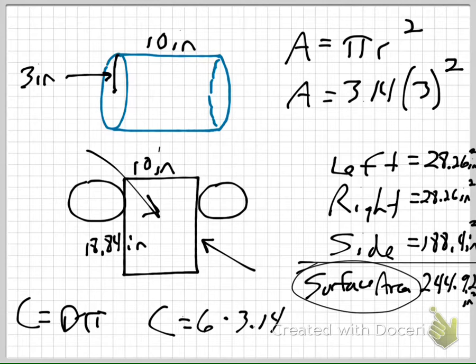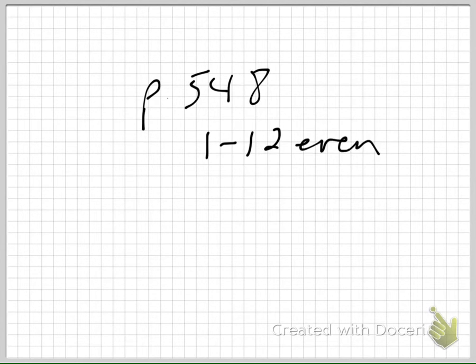Okay. Let me give you your homework. Let me see how many I give you. I hope it's a lot. The surface area of prisms and cylinders. It is page 548, 1 through 12 even. That's 6 questions. I have to give you one that has a number 10. Oh wait, I did already, never mind. 1 through 12 even, perfect. No, we're good.